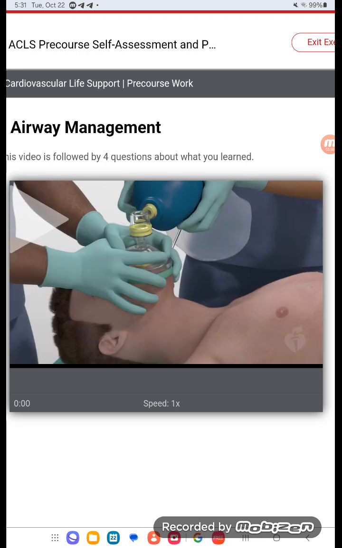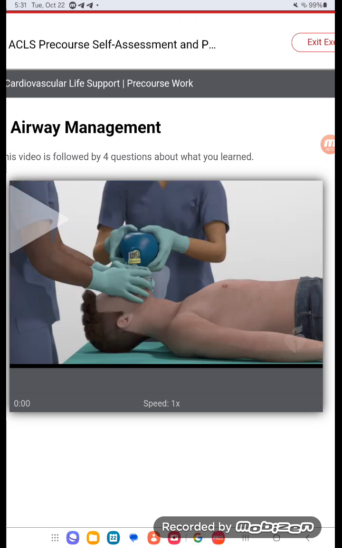The thumbs and index fingers of both hands each form a C, ensuring a good mask seal against the face, with the 3 remaining fingers of each hand forming the E, lifting both sides of the jaw into the mask. The second provider squeezes the bag, enough to cause visible chest rise.